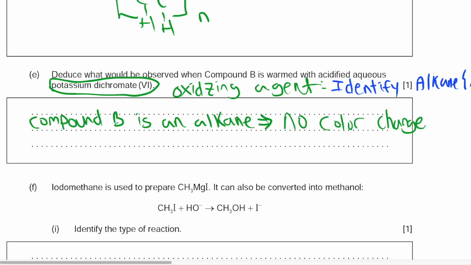So if a compound is an alkene, meaning that it has a carbon double bond, then the color will change from orange to colorless.